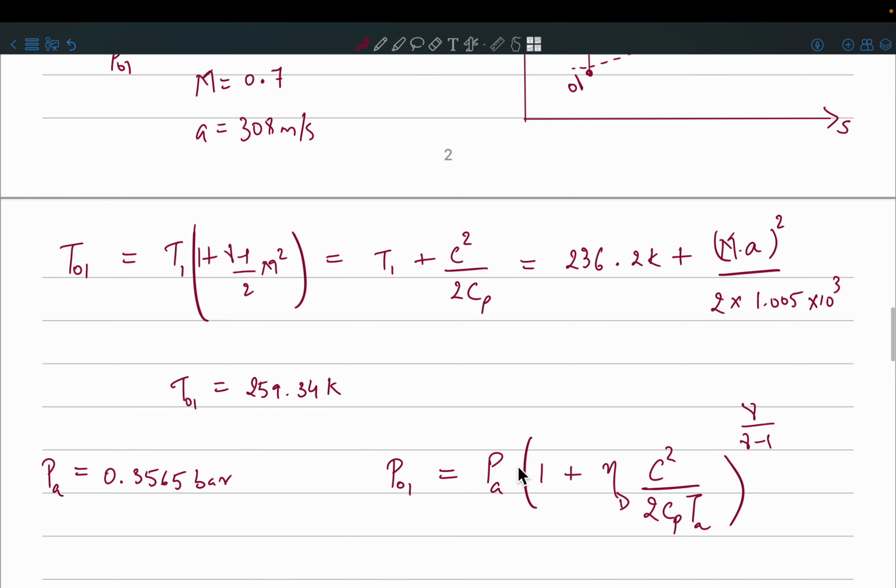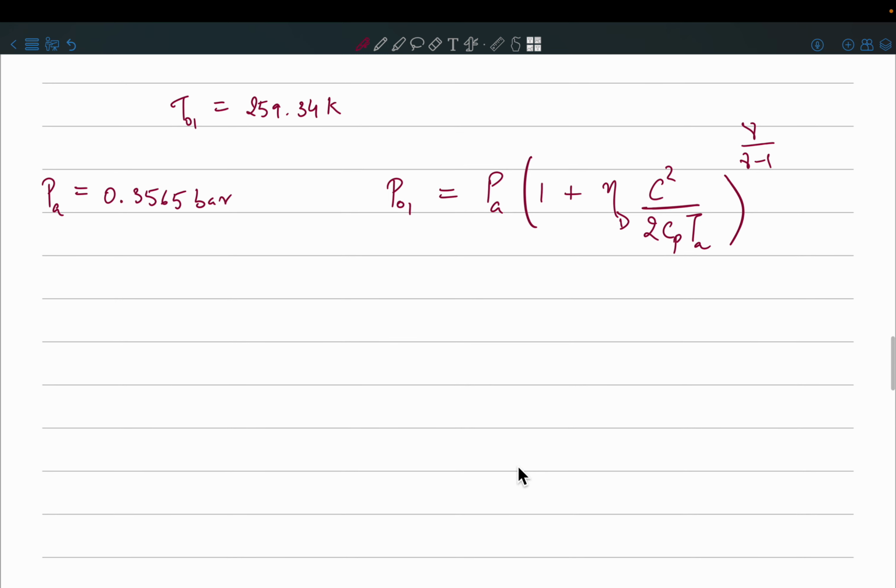Yeah, so you must have seen the derivation of this formula in the lectures also. So now you have the value of Pa over here. Diffuser efficiency is given, and again C is equal to Mach number into the speed of sound. Cp you will use for air, and T ambient is also given to you. So if you plug in all these values, P01 turns out to be 0.4837 bar. Okay.